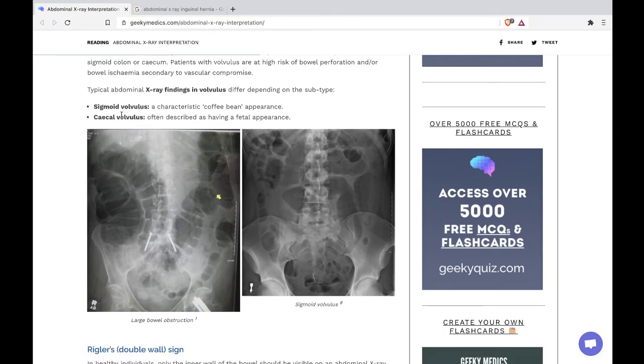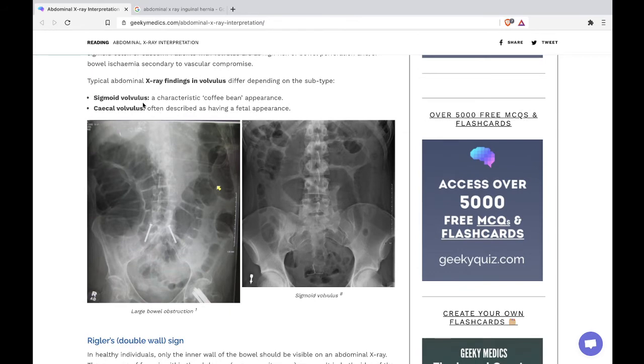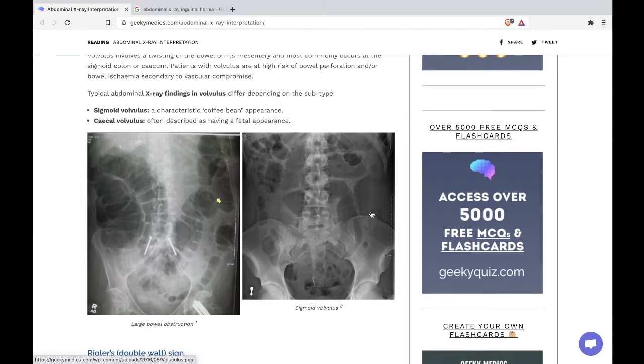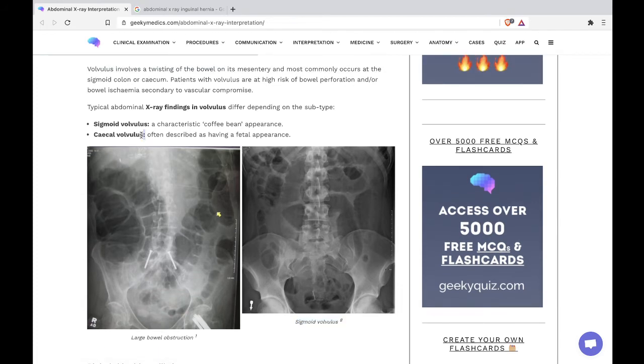Okay, there's the sigmoid volvulus and the cecal volvulus. In the sigmoid volvulus, a characteristic coffee bean appearance is seen. Let's see. Is this the one? Yes, so this is a sigmoid volvulus. Where is the coffee bean? It's not very obvious to me. And then in the cecal volvulus, often described as having a fetal appearance.